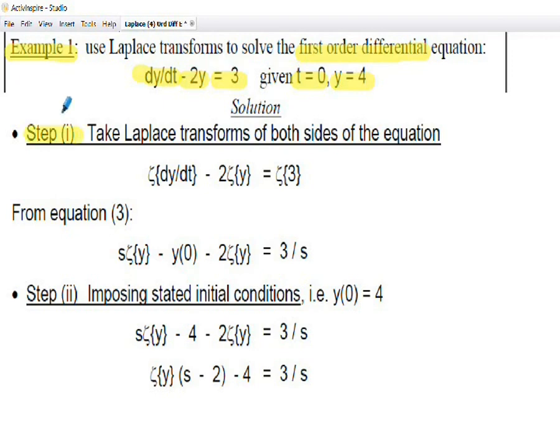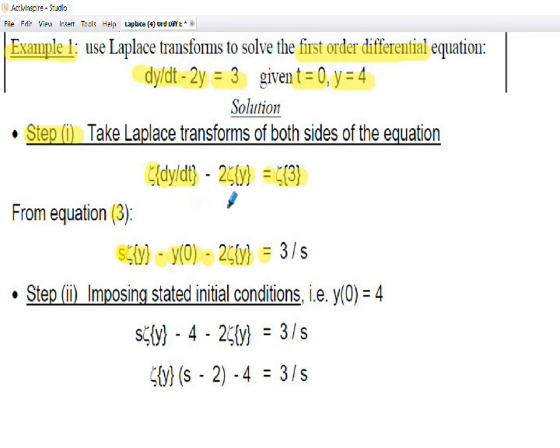So step 1, we will take Laplace transforms of both sides of the equation. So the Laplace of dy by dt, take away 2 times the Laplace of y, is equal to the Laplace of 3 on the right hand side. From our equation 3 here, for the first order differential equation, we can now write the dy by dt term as the Laplace of y, take away the value of the function at time t equal to 0, then take away 2 times the Laplace of y.